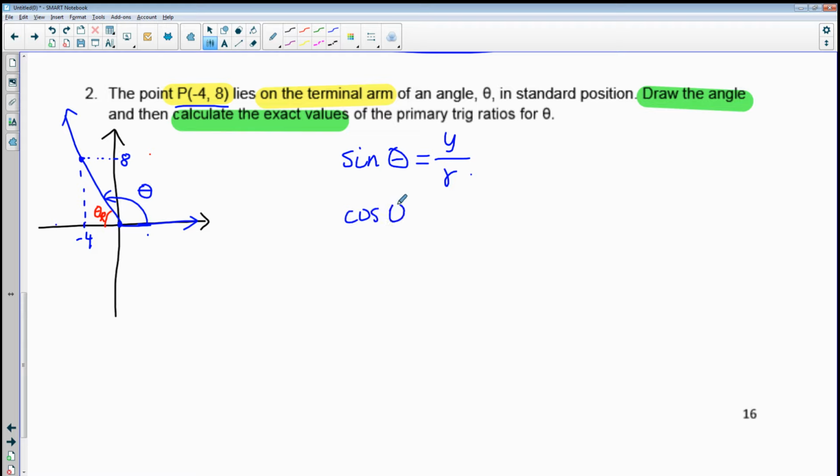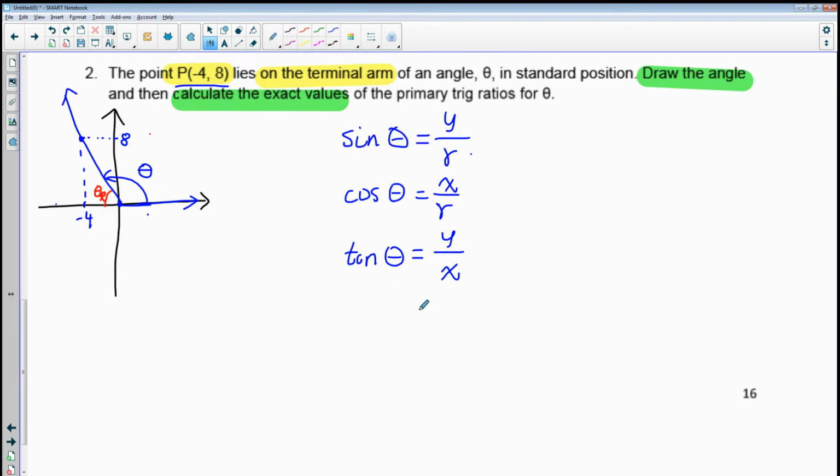Cos of the angle is x over r. Tangent of the angle is equal to y over x. Now let's see if we know everything. x is -4, that's from the point. y is, of course, 8. That's from the point -4, 8.